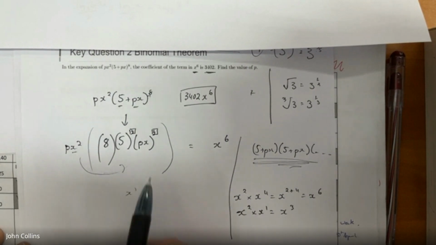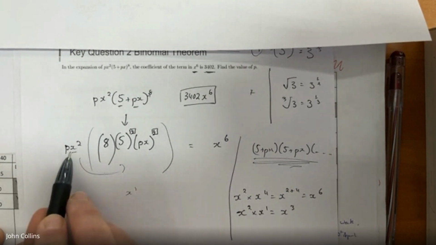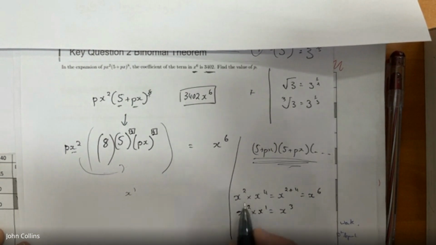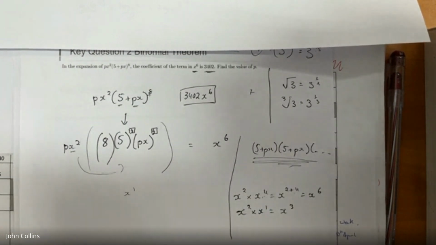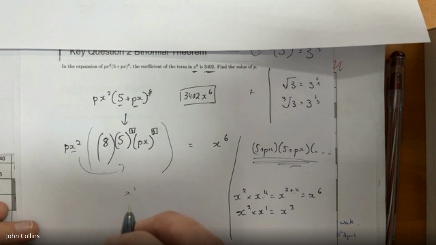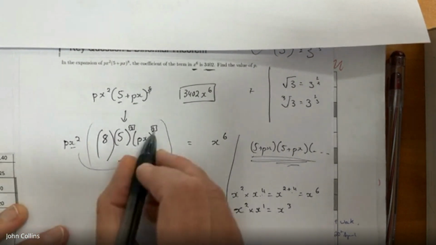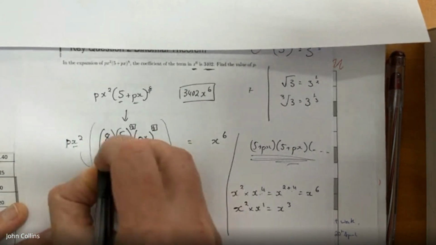So if this ends up being x to the power of 4, it's going to be multiplied by x squared, and we should know our rules of exponents. If I multiply exponents, I add the powers. Add the powers, it gives 3. So this is correct. If 4 is here, 4 is here.